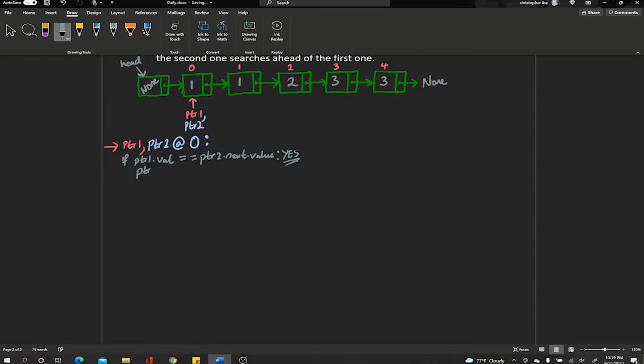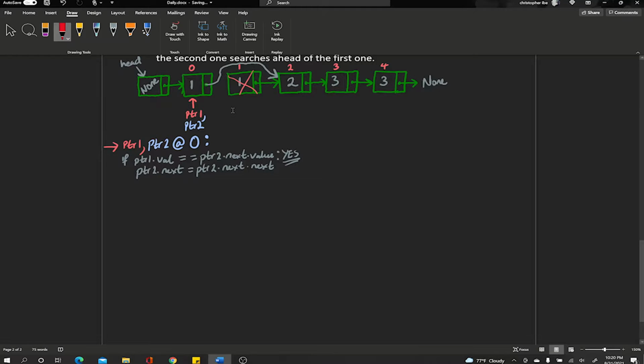We say PTR2.next is going to be equal to PTR2.next.next. Essentially, this breaks off the connection right here. Every time you see a .next on the left side of the equal sign, it breaks off the next connection and connects it to PTR2.next.next. So essentially a link. This effectively deletes this guy because nobody's next pointer is pointing to him.